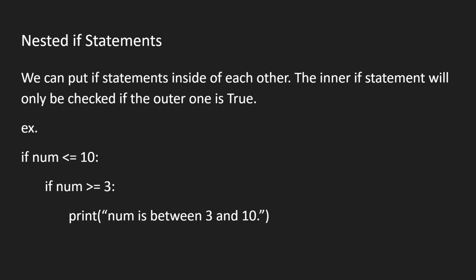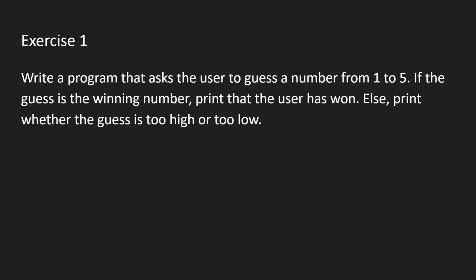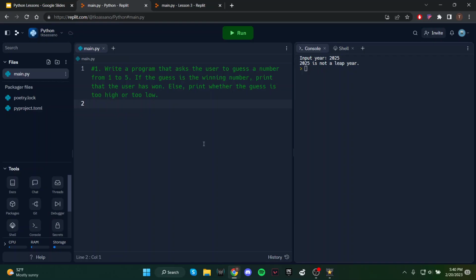So the same way you would put code indented that you want to run if true, you can also put if statements inside. To try this out, let's write a program that asks the user to guess a number from 1 to 5, and if the guess is the winning number, print that the user has won, else print whether the guess is too high or too low. So having a winning number, let's just say it's 3, and now we need an input, so guess equals int input guess.